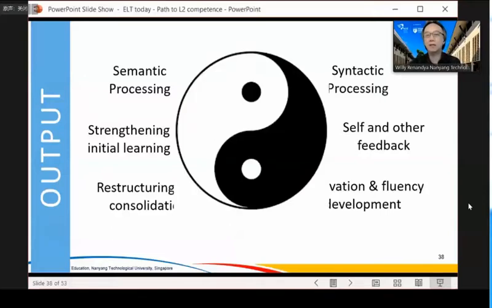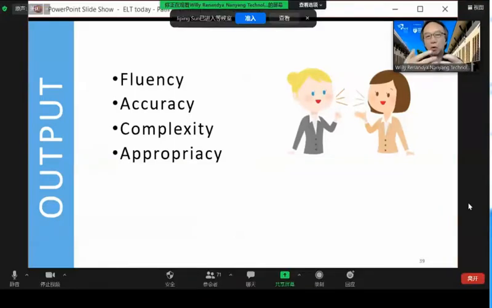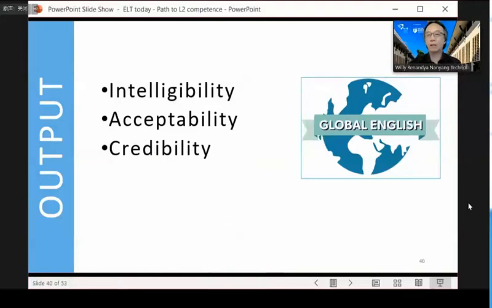In other words, think about this, the yin and the yang of language learning. I think we need both with different emphasis, with a different focus at different times of learning. As I said early on, output allows students to develop a higher degree of fluency, a higher degree of accuracy, and being able to produce more complex language and also to use language more appropriately, one that is socially and culturally acceptable.